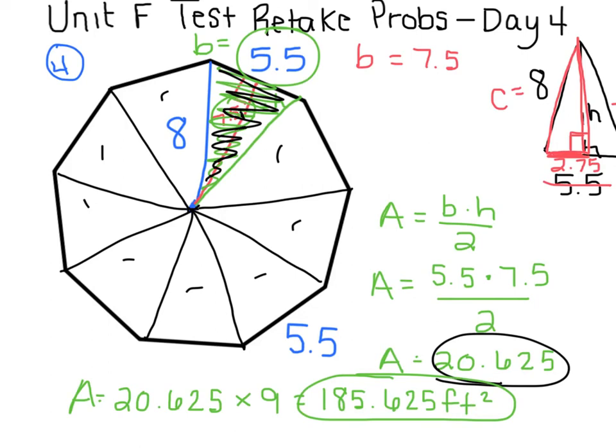So this one was a pretty tricky one because first you had to do Pythag to find your height. Then you had to find the area of the triangle. And then you had to multiply by how many triangles there were. So lots of steps here.